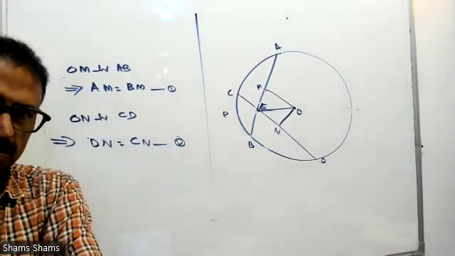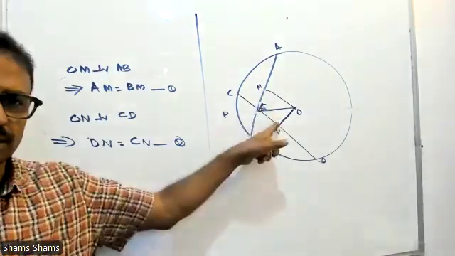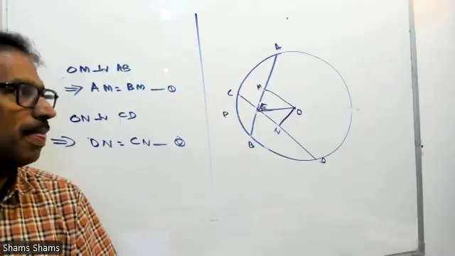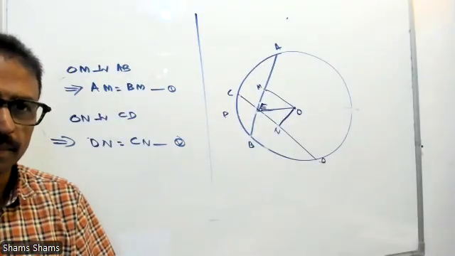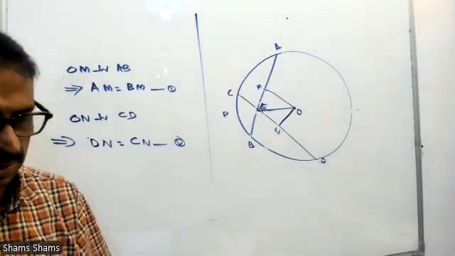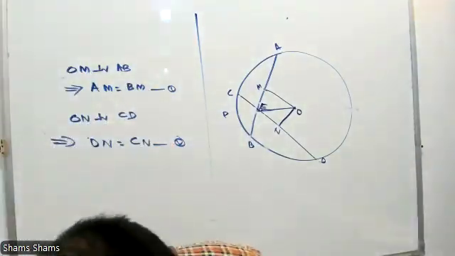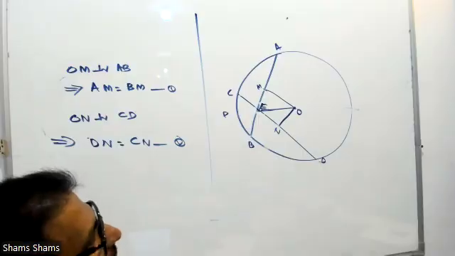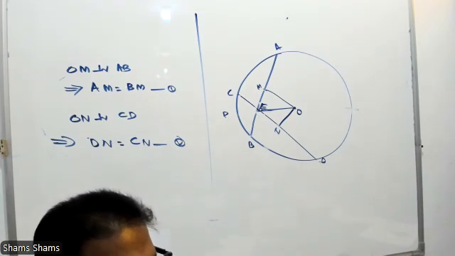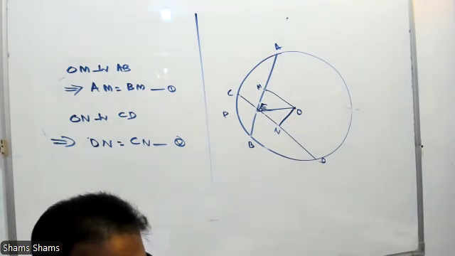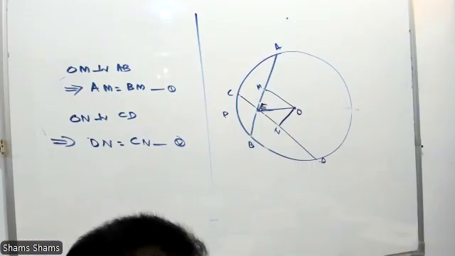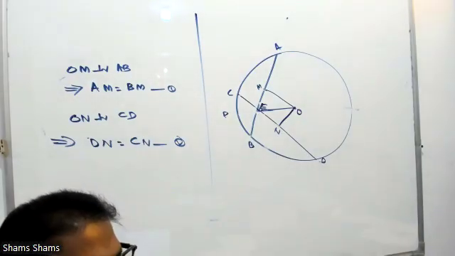In these two triangles, two angles are already set. Now we have to say a side; one side is already set. Which side is equal? OM equal to ON. Why? What is the reason?